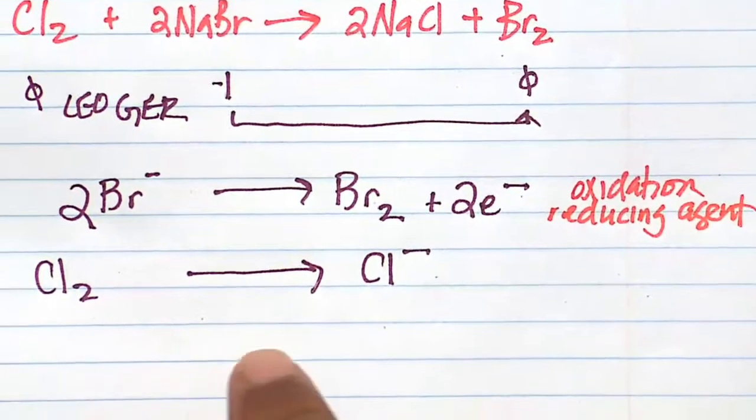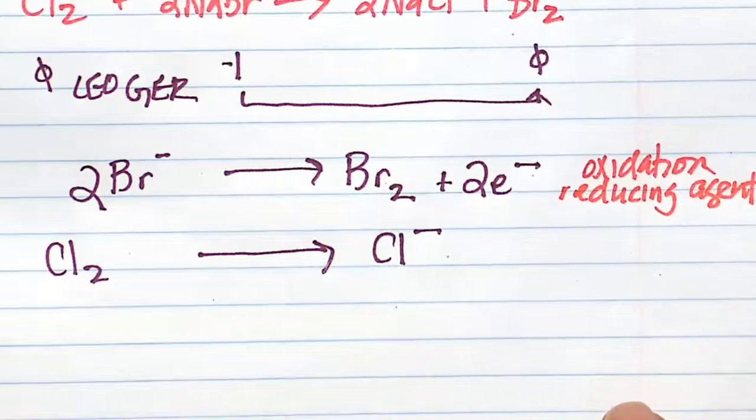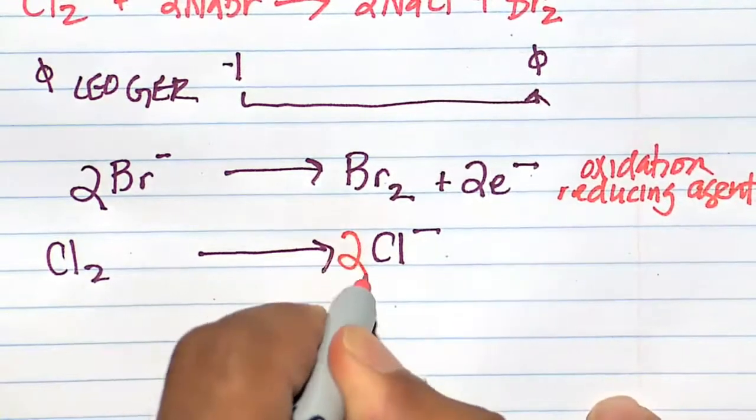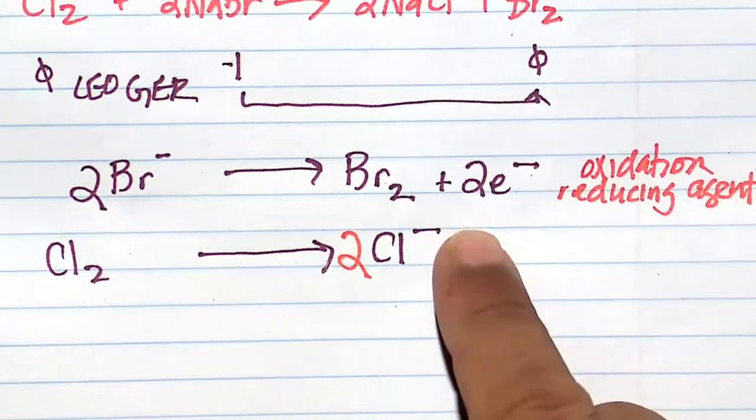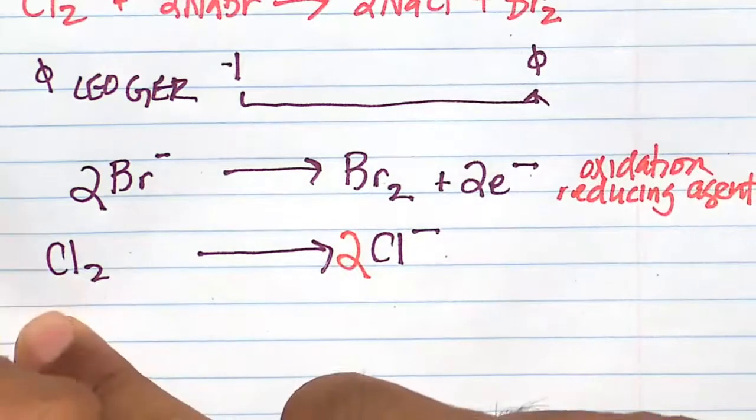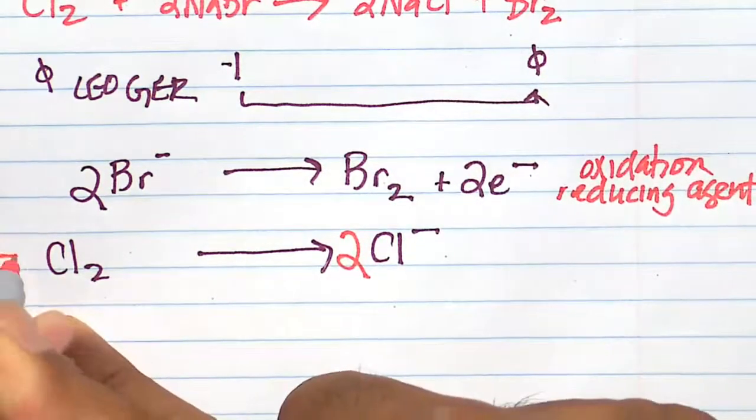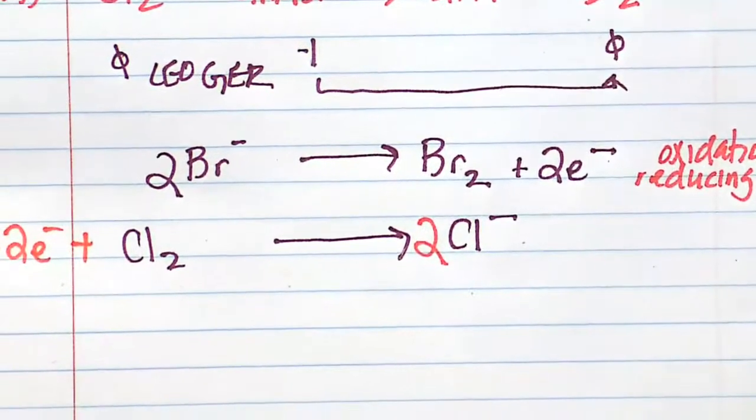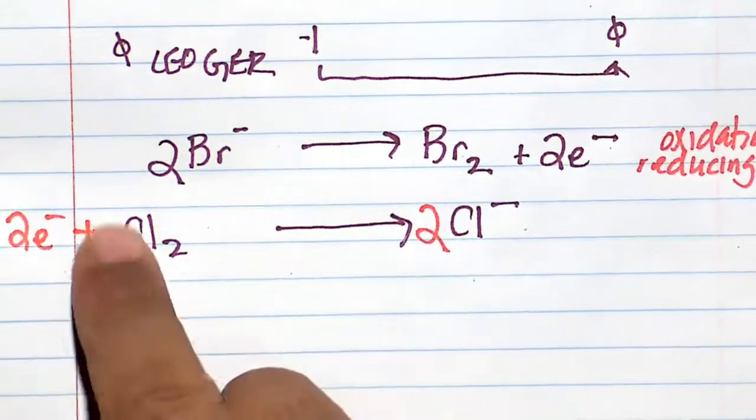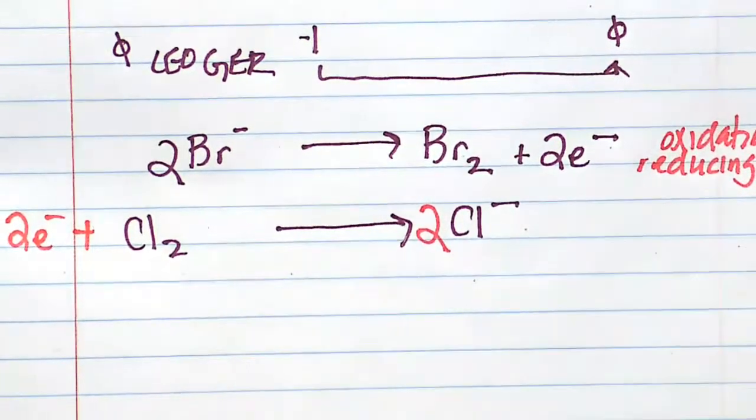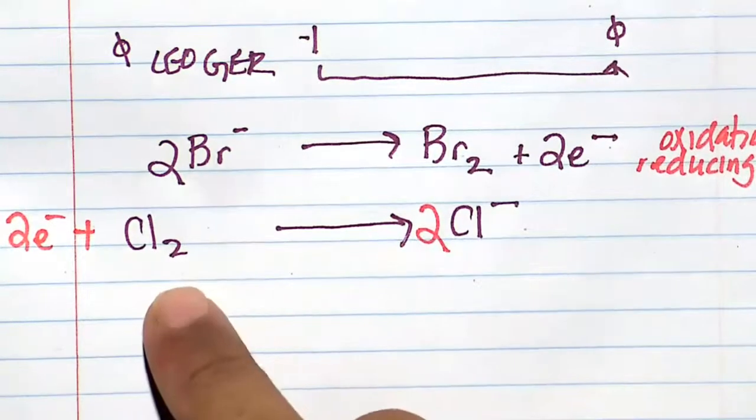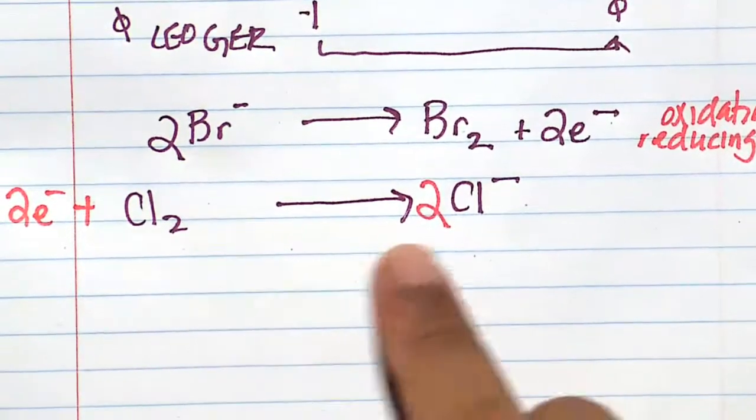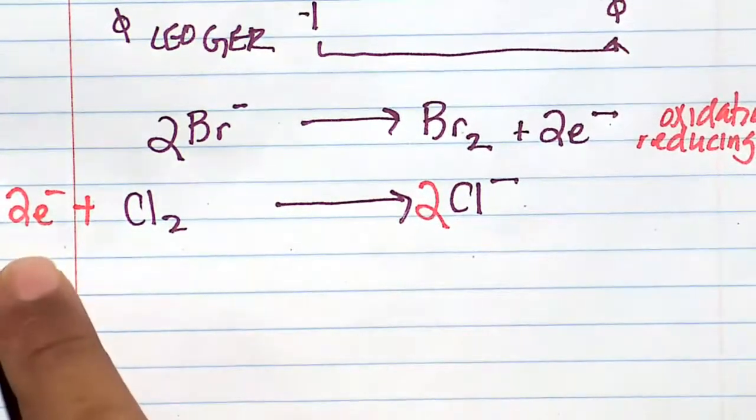So Cl2 going to Cl minus. Let's go ahead and balance the Cl atom. I got a -2 here. Let me put a 2e minus here on the reactant side. So -2, I am charge balanced. In order for Cl2 to become Cl minus, it has to gain 2 electrons.